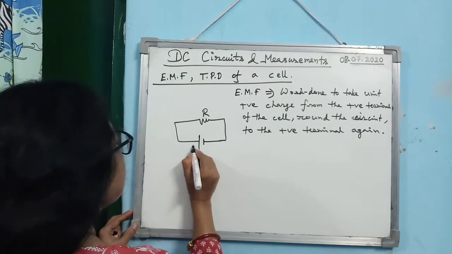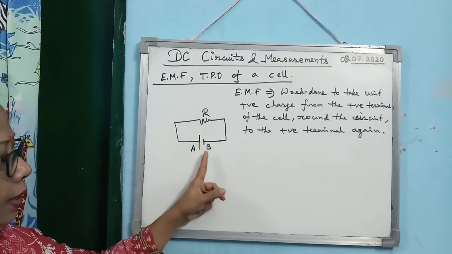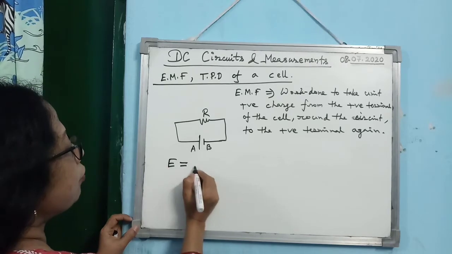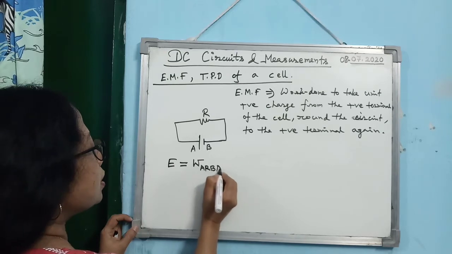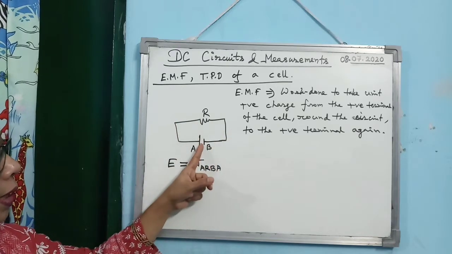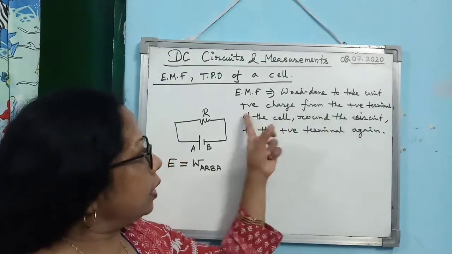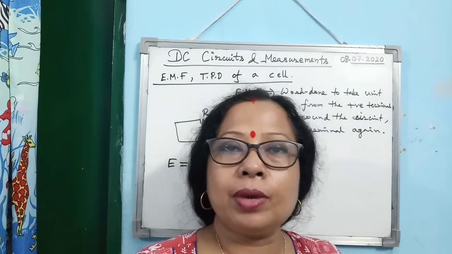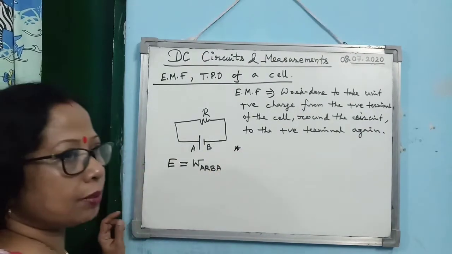If I take AB like this, I have considered the positive terminal as A, negative terminal as B. Then you see what will be the EMF of the cell. EMF of the cell will be the work done in taking the unit positive charge via this path. You have started from the positive terminal, around the circuit you are taking it, then to the negative terminal, then again you are coming to the positive terminal. So work done to take the unit positive charge entirely through the closed circuit is known as the EMF of the cell.